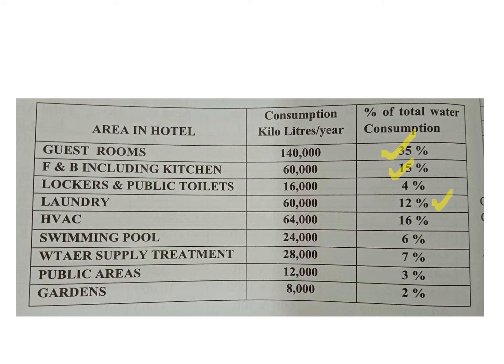So herein we have an estimation of the kind of water consumption in different areas. It will do you good to pause the video at this point and correlate and understand that guest rooms are looking at 35%, F&B and kitchen is looking at 15% and so on. Just go through it broadly to understand the general pattern, the pie chart of the consumption.